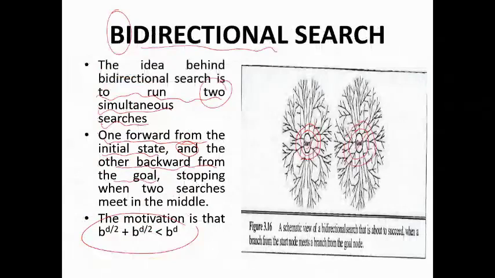So let's move to the next one. The next search algorithm is based on bi-directional search. This means we have a strategy or search algorithm which is used to run two simultaneous searches at the same time. So how does it look? Let's say we have the starting point here and the goal is here, and we are using our search strategy from both sides.